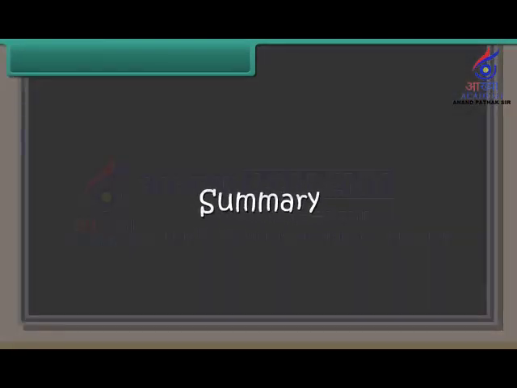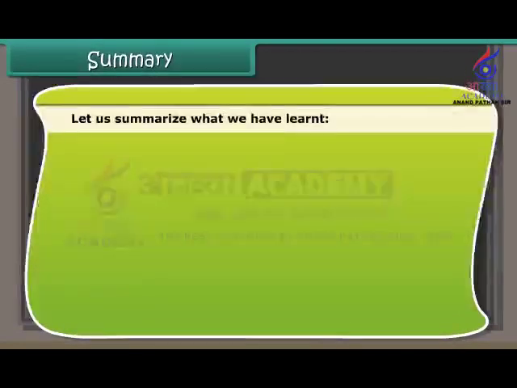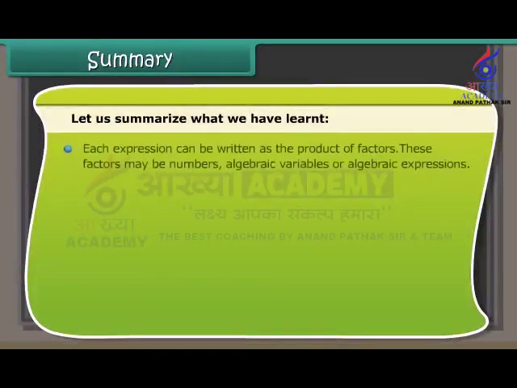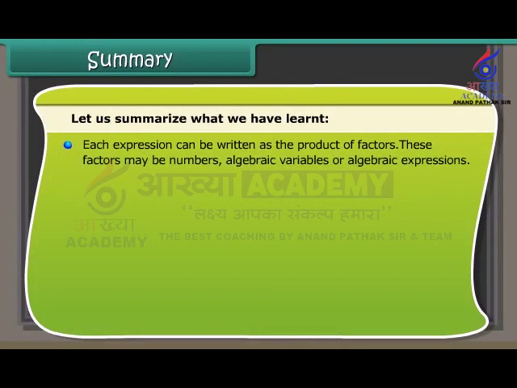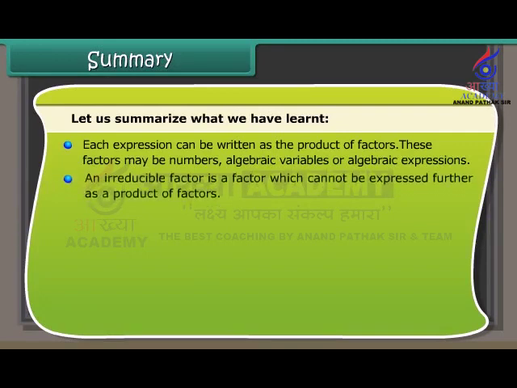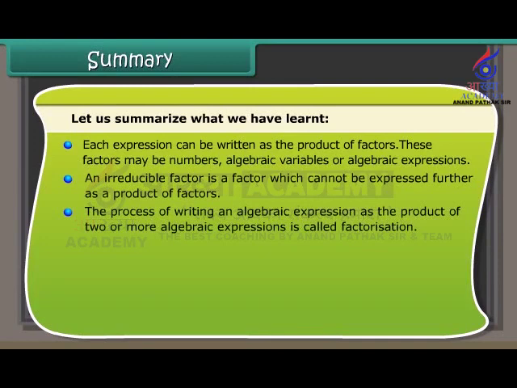Summary. Let us summarize what we have learned. Each expression can be written as the product of factors. These factors may be numbers, algebraic variables, or algebraic expressions. An irreducible factor is a factor which cannot be expressed further as a product of factors. The process of writing an algebraic expression as the product of two or more algebraic expressions is called factorization.